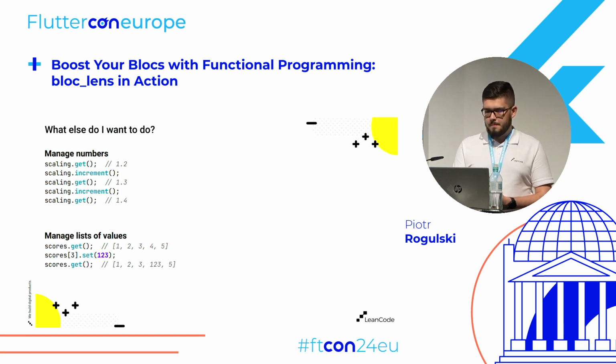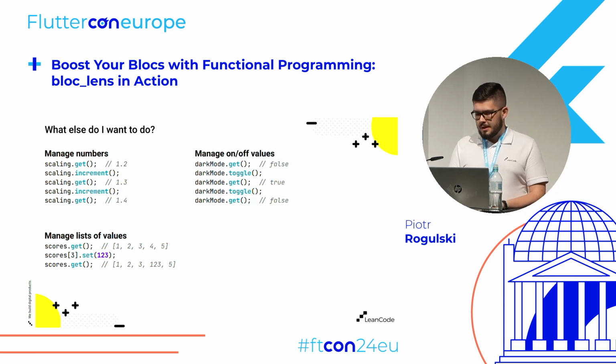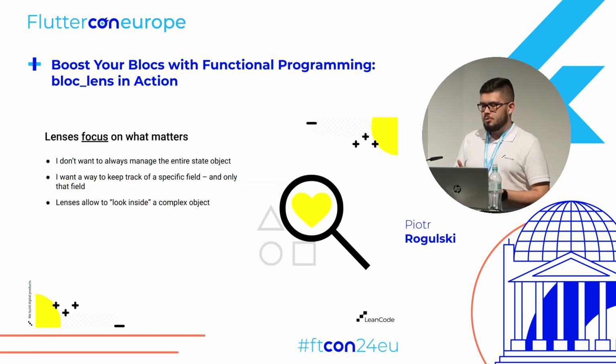across the app. Another type of values are booleans, on-off values. If you have a dark mode, you might want to enable it, you might want to disable it. So I want to also be able to toggle some of the values. So to gather it all in one unified concept, it's called lenses.